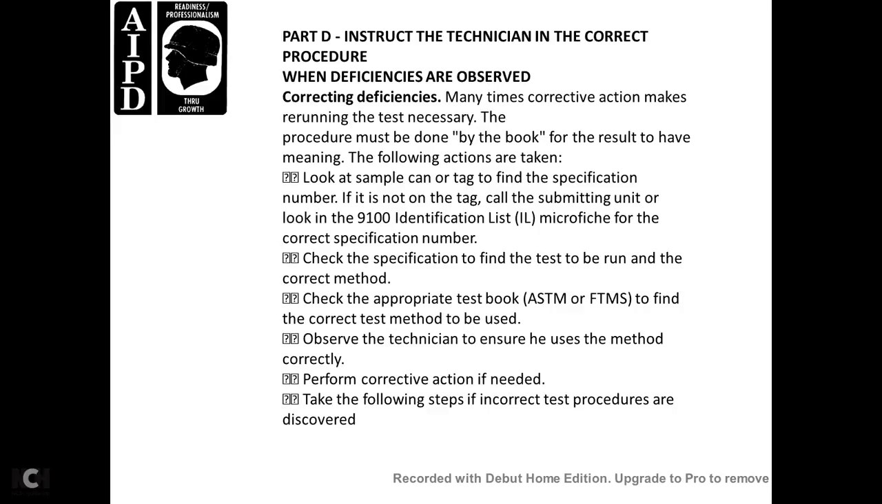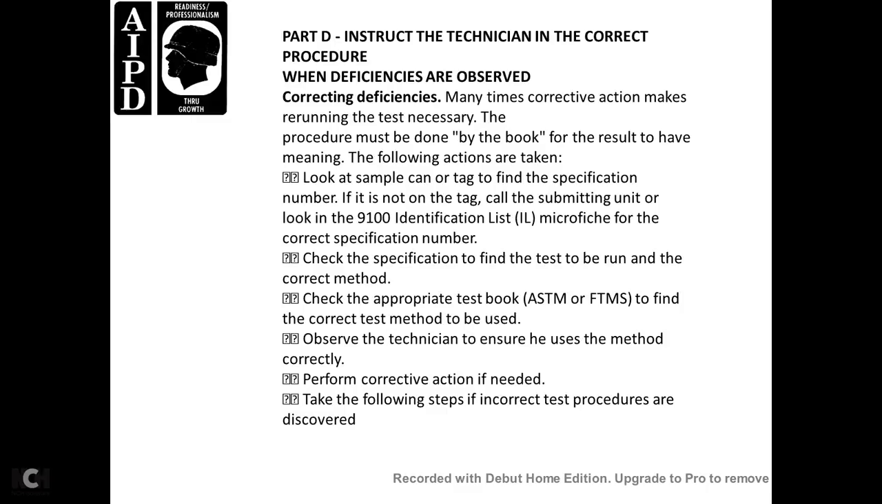Part D, instruction of the technician on correcting procedures with deficiencies observed. To correct a deficiency, there are many types of corrective activities, such as rerunning the test when necessary. The procedure must be done by the book. Without changing the meaning, take the following actions. Look at the sample can and the tag for the final specification number. If it is not on the tag, call the submitting unit and look at the 9100 identification list on microfiche for the correct specification number, the specification that defines the test to be run with the correct method.